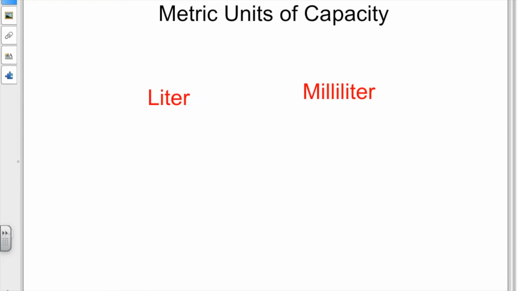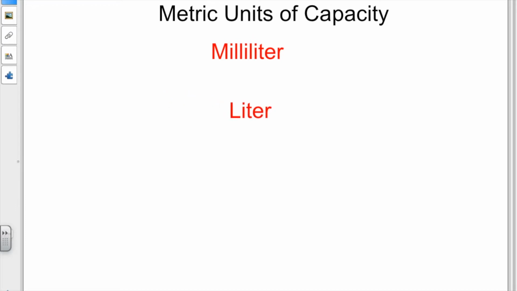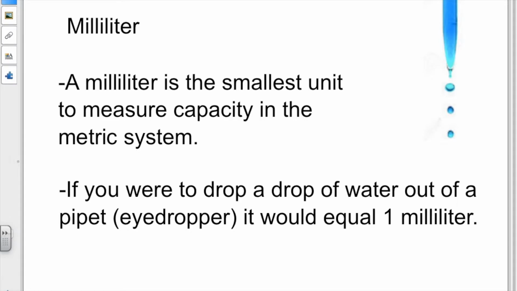So here are your two metric units of capacity. We have milliliters, which is your smallest metric unit of capacity. Then we have liters, which is a lot bigger than a milliliter. In fact, 1,000 milliliters equals 1 liter. And these are the only two we're going to talk about today. So let's talk about a milliliter then.